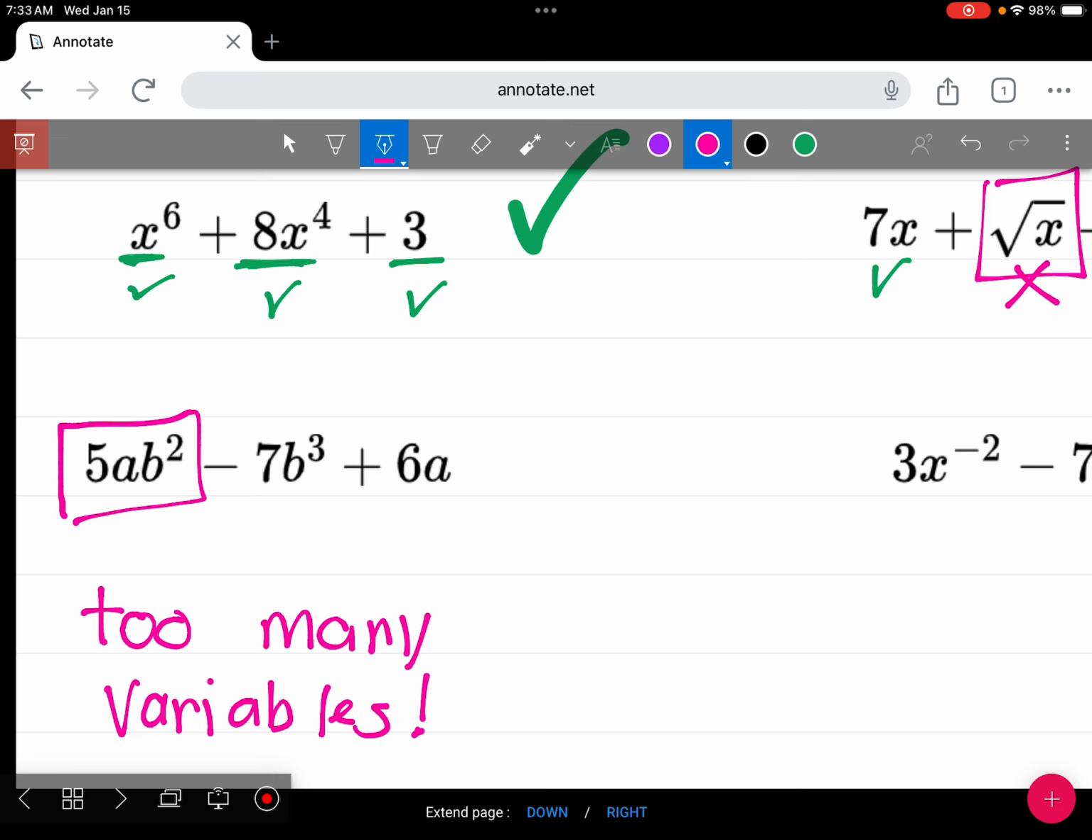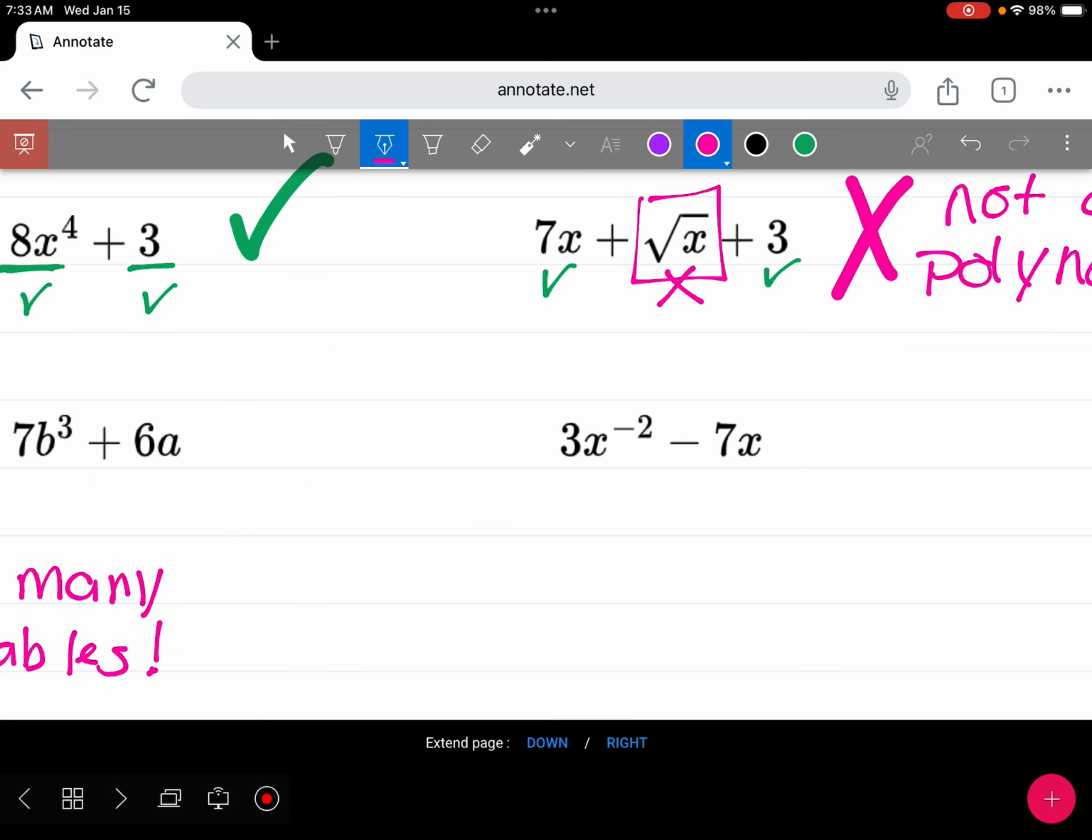If it's got more than one letter in it, a different letter, then it's not going to count. And how about this one? Is this a polynomial? No. Why? Because of the negative exponent, because remember that makes it have an x in the denominator, and that gives us problems because we're going to have something undefined. So this is our guy that causes problems because of that negative exponent.